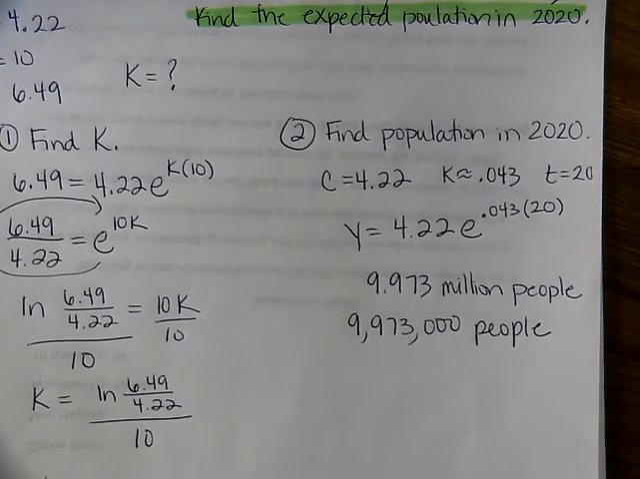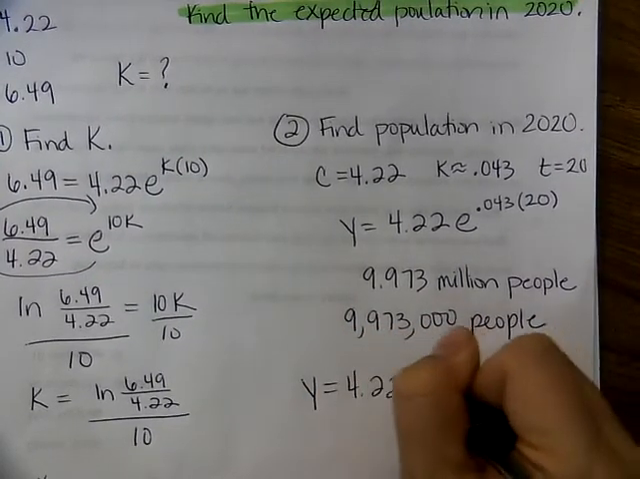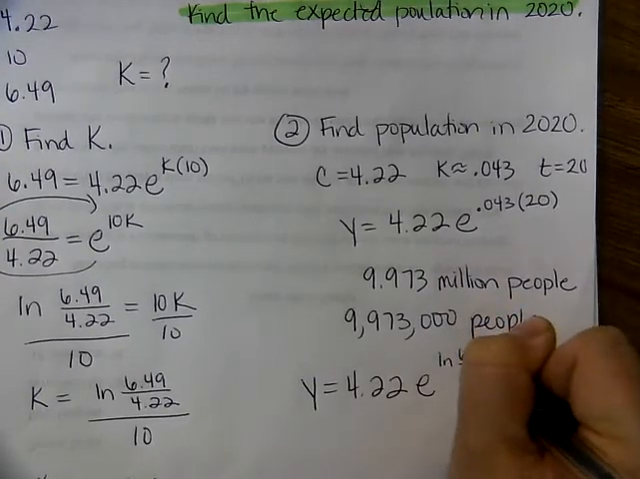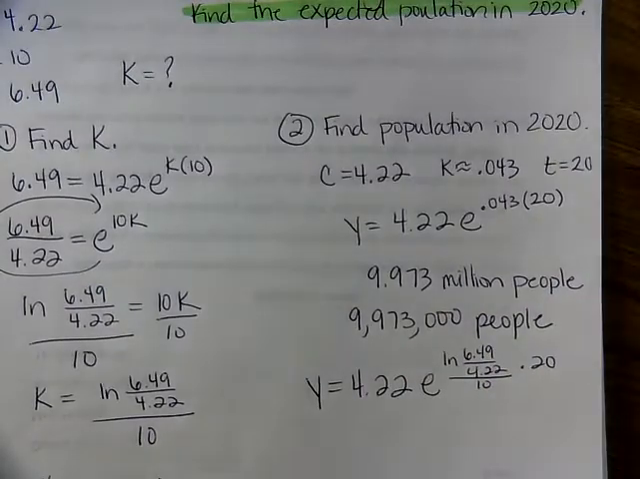Okay? Now, what happened here is we used a rounded k value. So now I want to look at what happens when we round internally. Like, I want to show you the difference. So now what I want you to put in is y equals 4.22 e to the natural log of 6.49 divided by 4.22, all divided by 10 times 20. I want you to put that into the calculator.